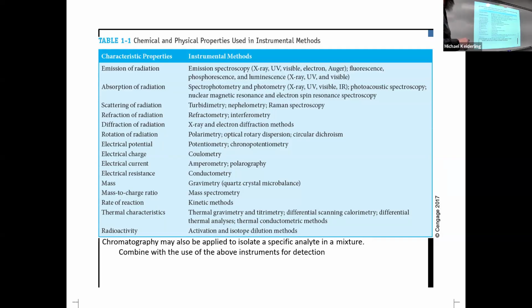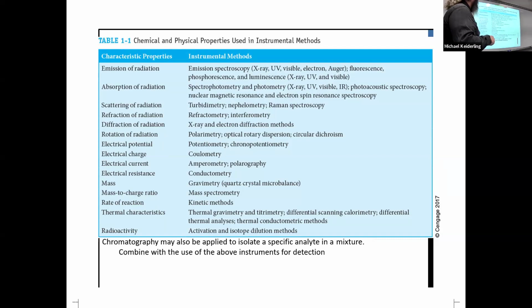Rotation is things like polarimetry, optical rotary dispersion, and circular dichroism. If you want to know about that, you can ask Dr. Lacani, because his PhD was on that. Specifically vibrational circular dichroism.